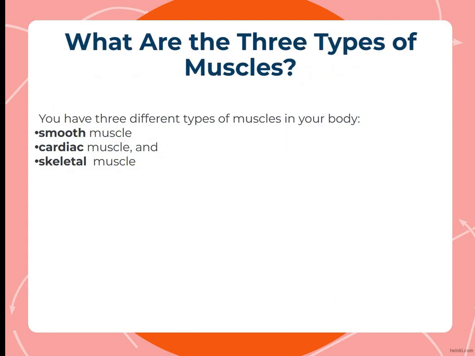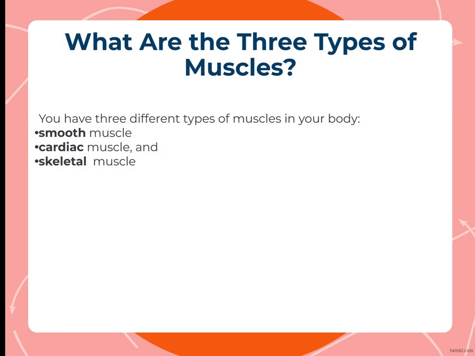So, what are the types of muscles in my body? I have three types of muscles: smooth muscles, cardiac muscles, and skeletal muscles. Smooth muscles are responsible for making up the internal organs. For example, my lungs and my stomach are made up of smooth muscles. Cardiac muscles are only found in my heart, only in the heart. Skeletal muscles, I call them skeletal muscles because it's related to the skeletal system, which are the bones.